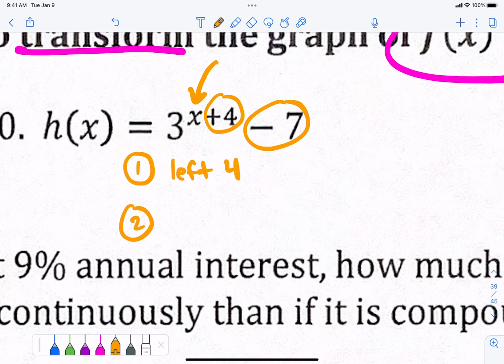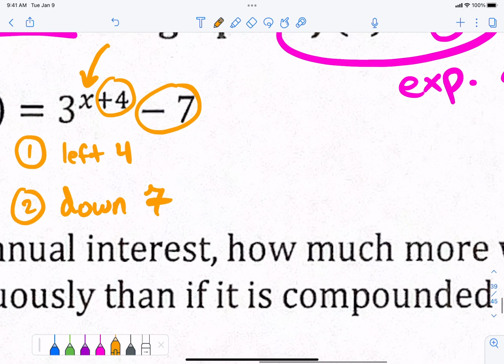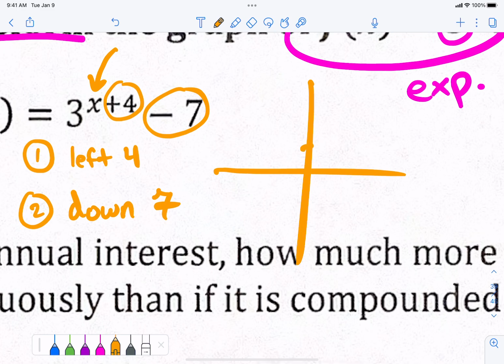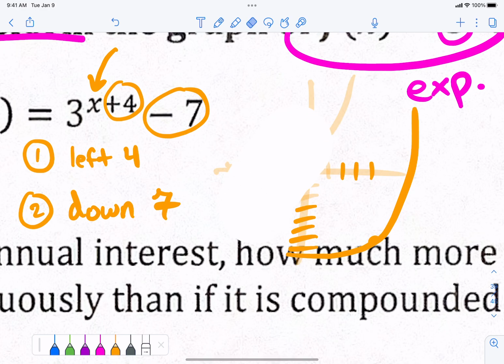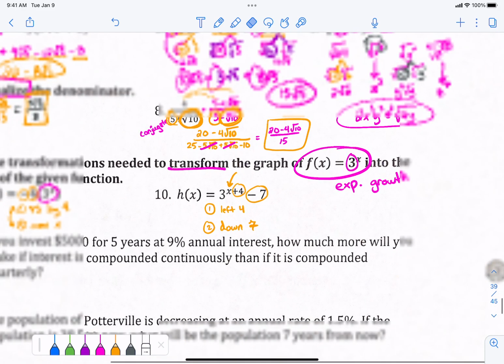What's the minus 7 do? Down 7, okay? So my exponential function, rather than touching here at 1 and doing this, is going to go to the left 4 and down 7. You don't have to graph this, but it'll look like this instead. Left 4, down 7. Got it? I'm going to erase that. But anyway, that's how you can graph it.